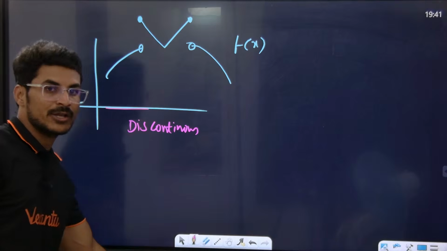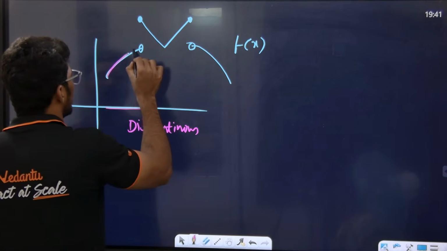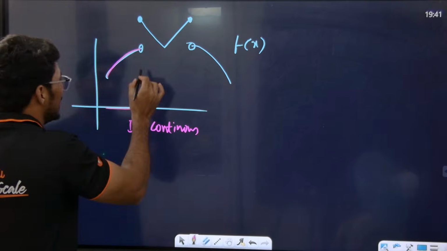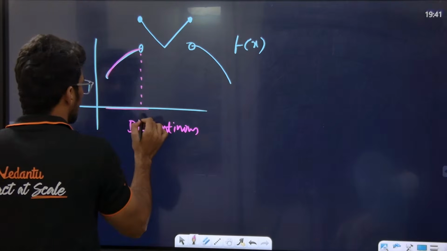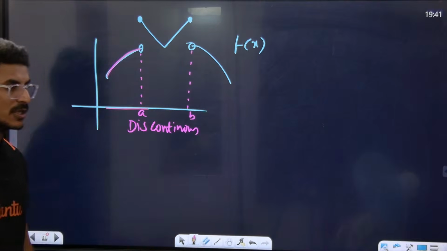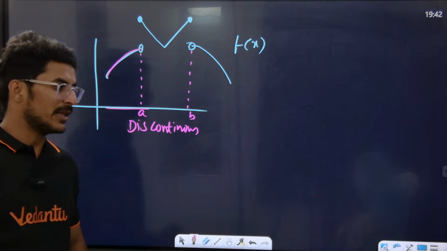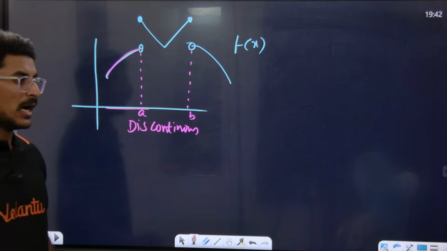Our domain is continuous. Is this a continuous function or not? Yes, it is a continuous function. We are drawing it, and in our domain it is continuous. Again, let's say this point is called A. A point is discontinuous. B point is discontinuous. So the function is discontinuous at A and B points. Are you getting the point or not?